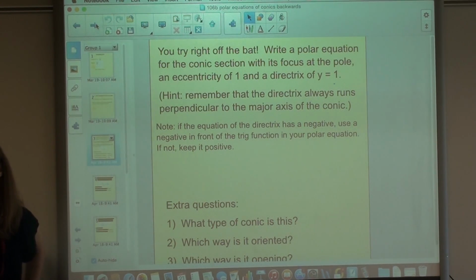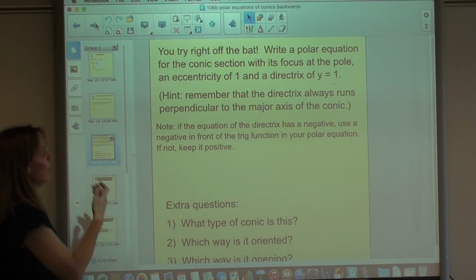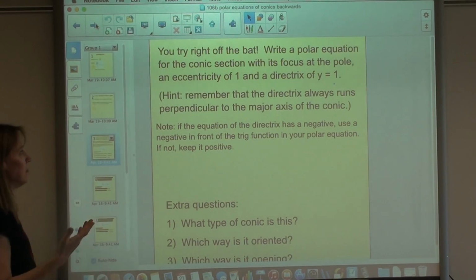Raymond is doing something really smart. He just went like this. That's the perpendicular directrix. Y equals 1. So which way is the major axis then? It's vertical, so this is going to be a sine. So we already know which trig function it is. It's going to be a sine.